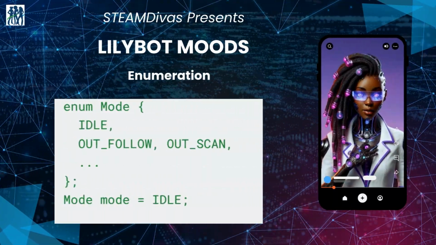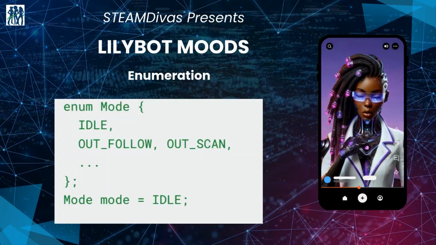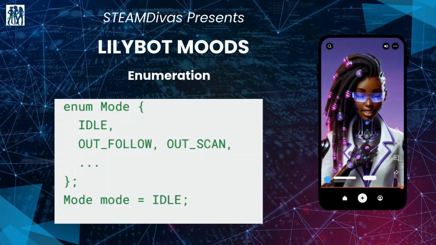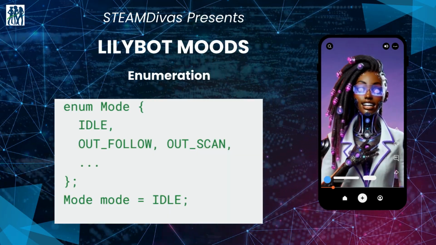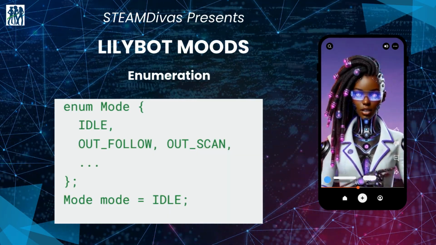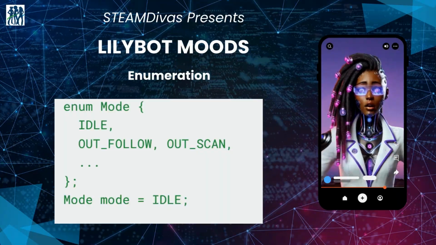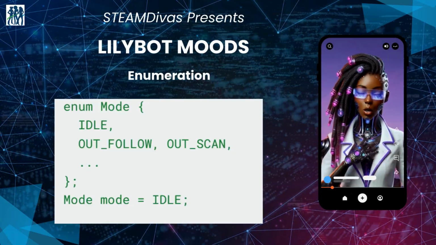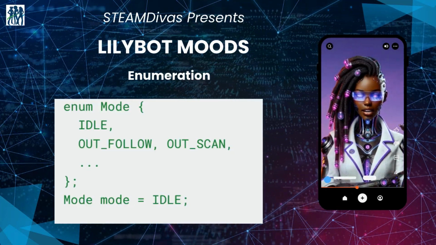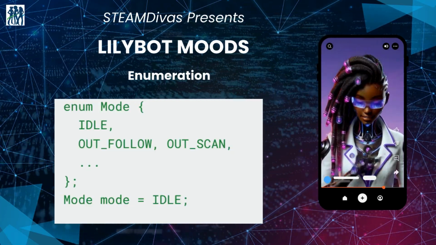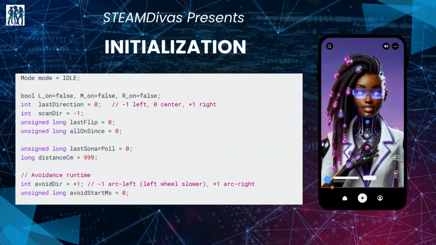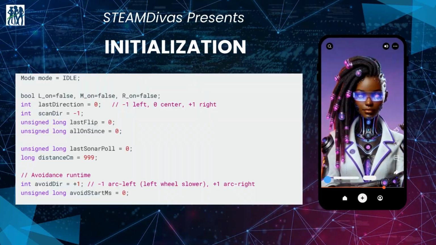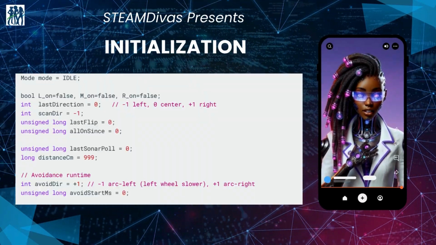Below that, we set up Lilybot's moods, or states. An enum stands for enumeration. It creates a list of names for us to use. Instead of using 0 to mean waiting, we can use the word IDLE. This tells us that Lilybot starts in the IDLE state. It does this by creating a variable named mode of the type mode and sets its initial value to IDLE. Setting up the initial value of your variable is called initializing, and this tells the code what the value of the variable is when the code starts.